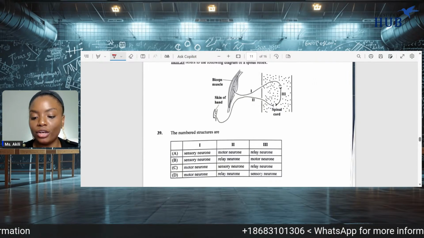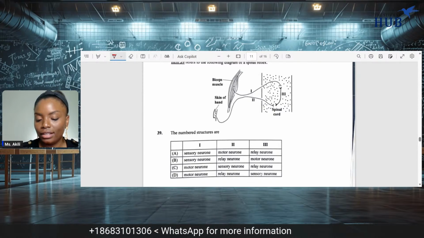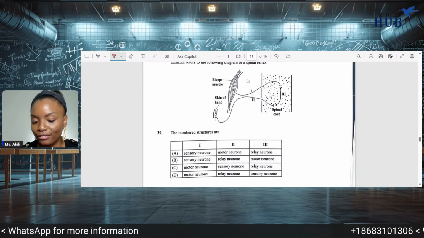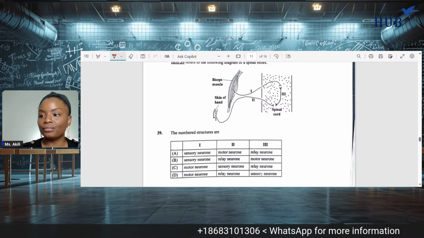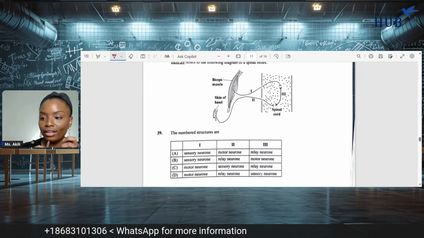Item 39 refers to the following diagram of a spinal reflex. The numbered structures are, so you have skin on the hand, and then you have bicep muscle. So we have structures 1, 2, and 3. I want to see what your thoughts are on this one.